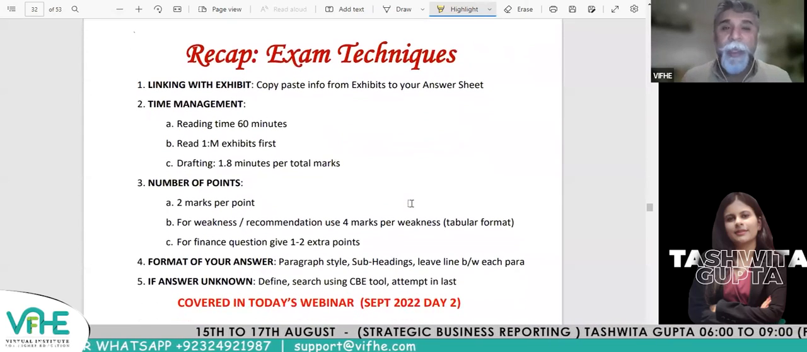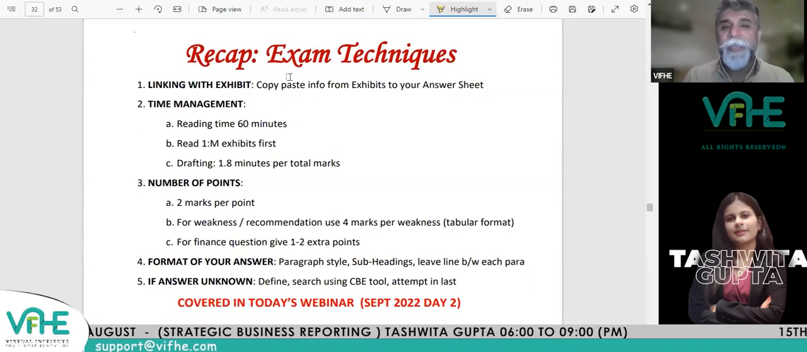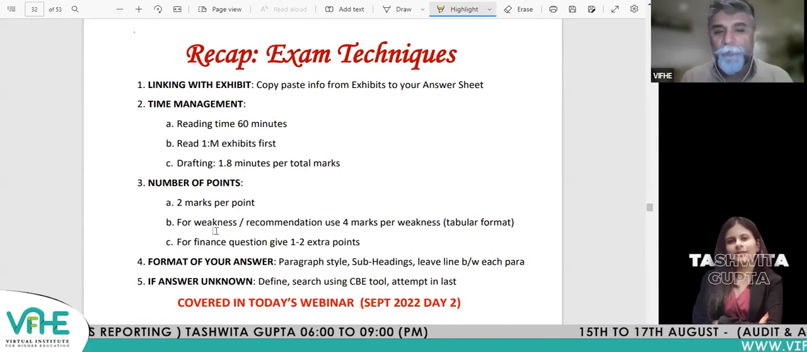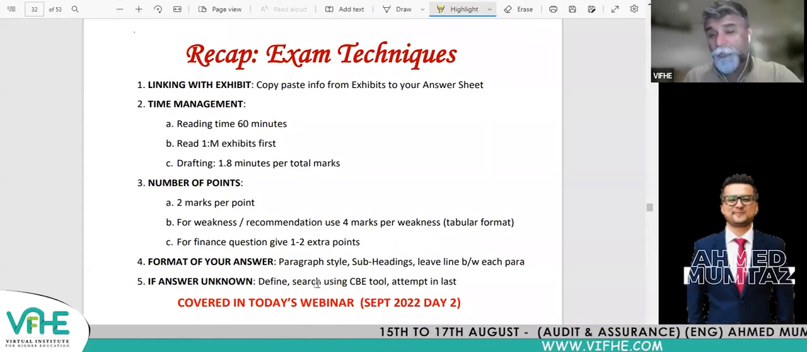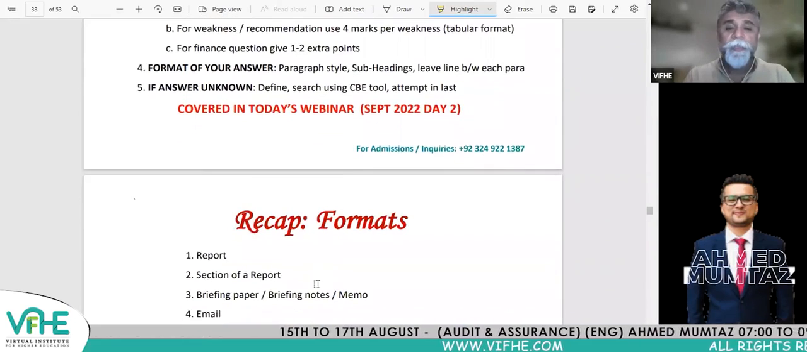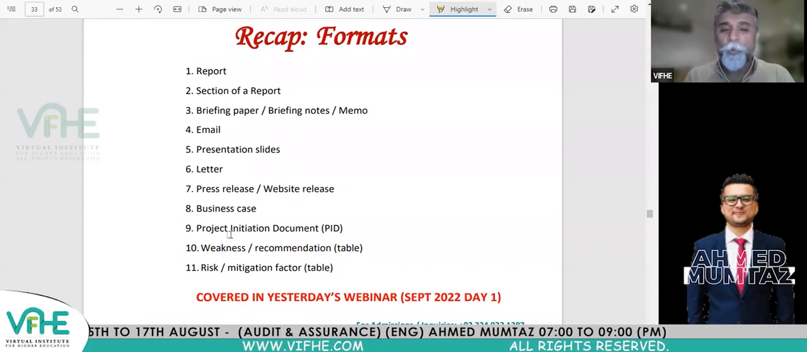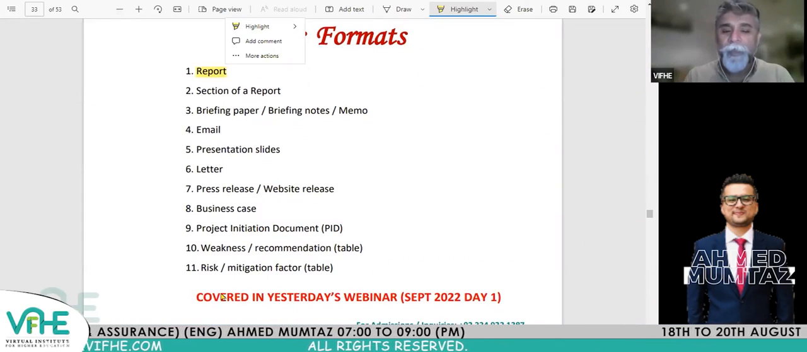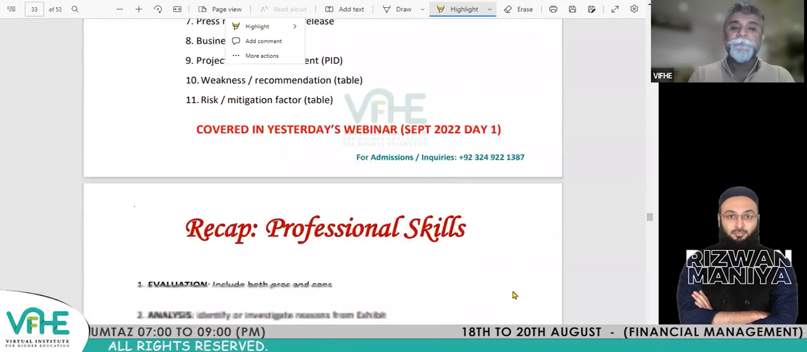So now a recap. This is a recap of all the exam techniques, linking with exhibit, time management, number of points, formats. We just discussed all these today, right, in the first half. A recap of various formats. You must be familiar with all these formats like reports, briefing paper, and so on. This was all covered yesterday.